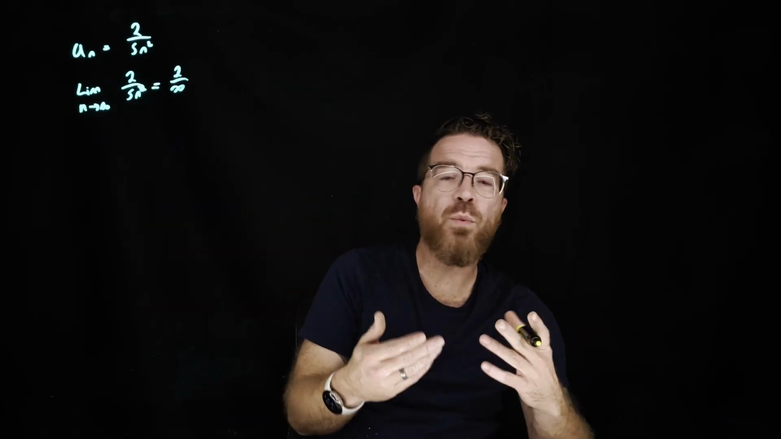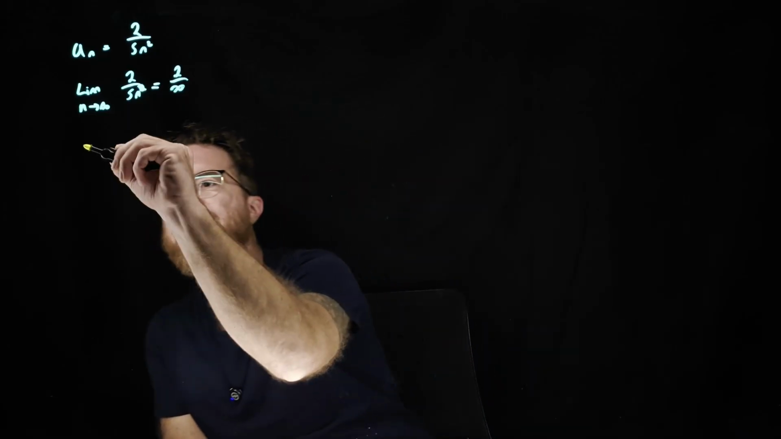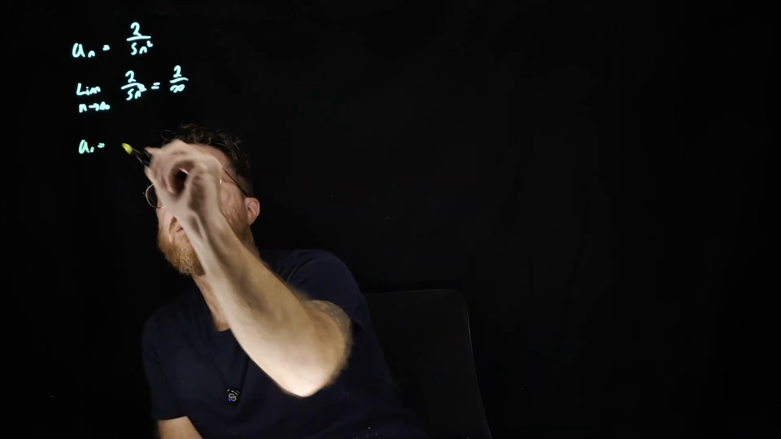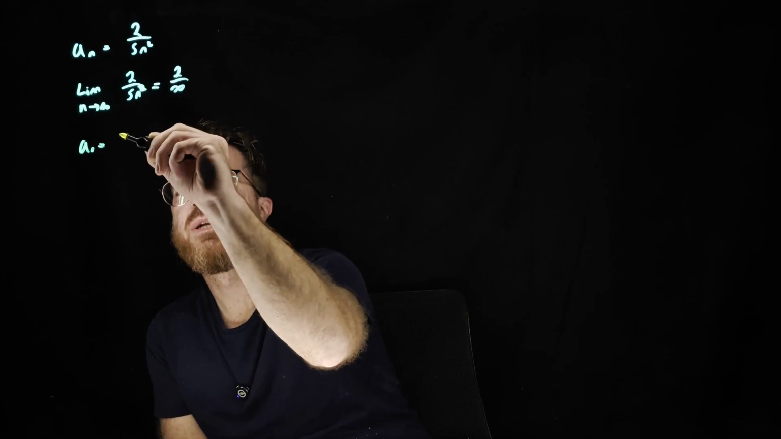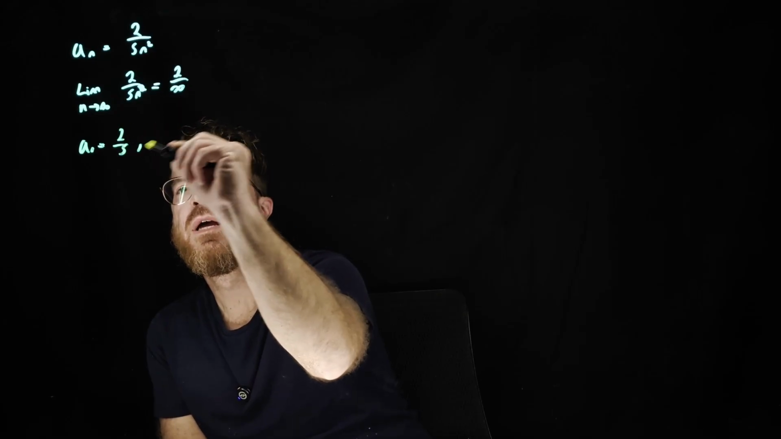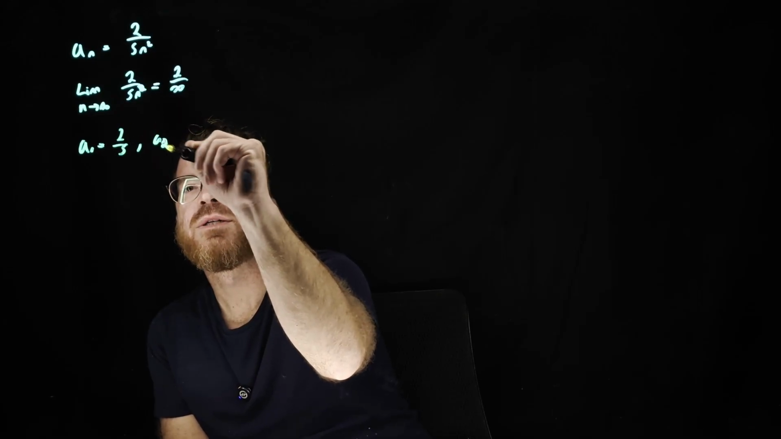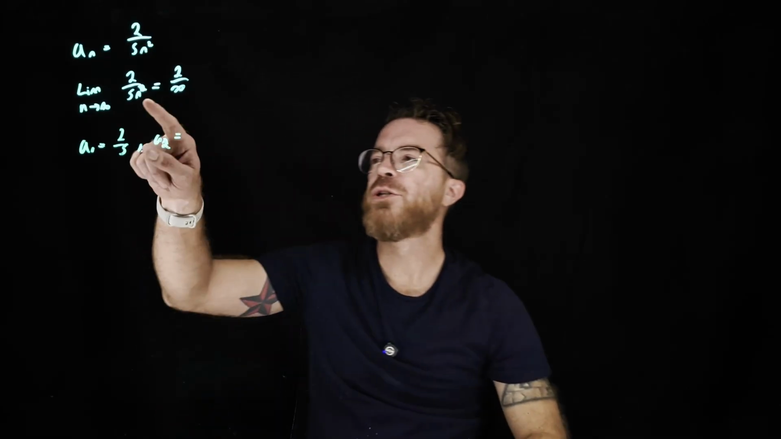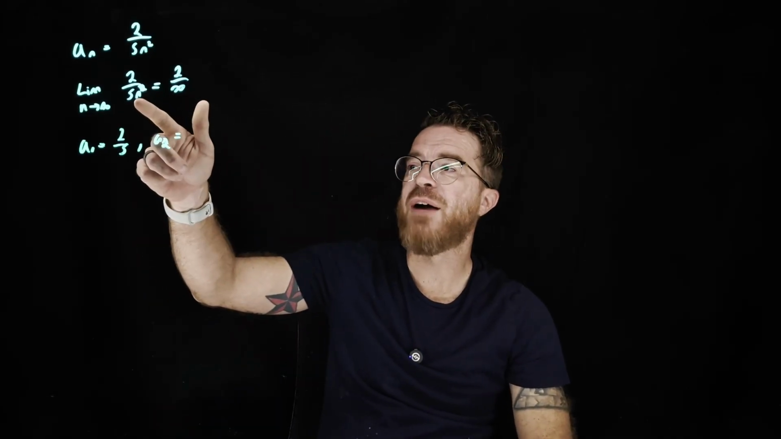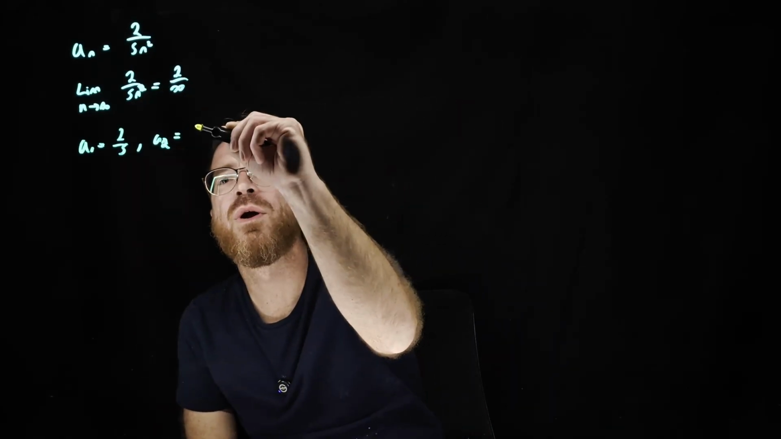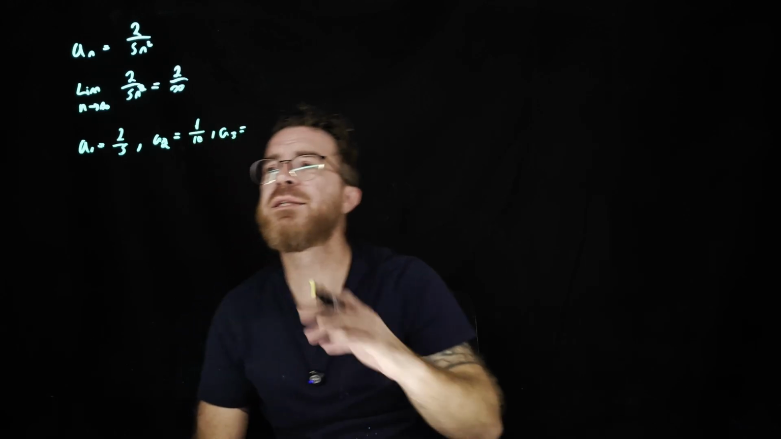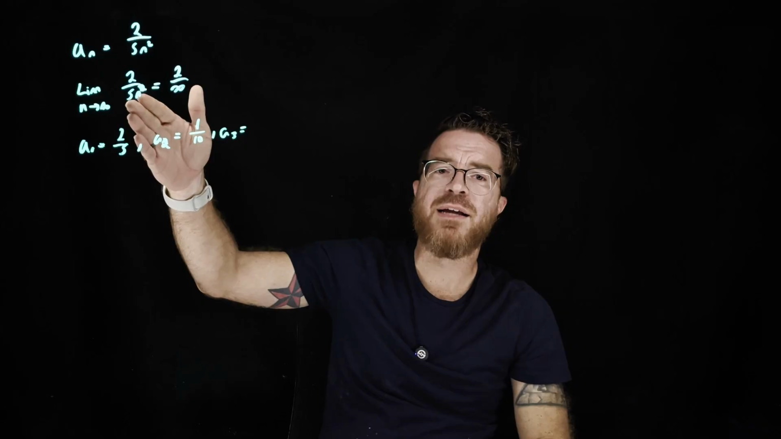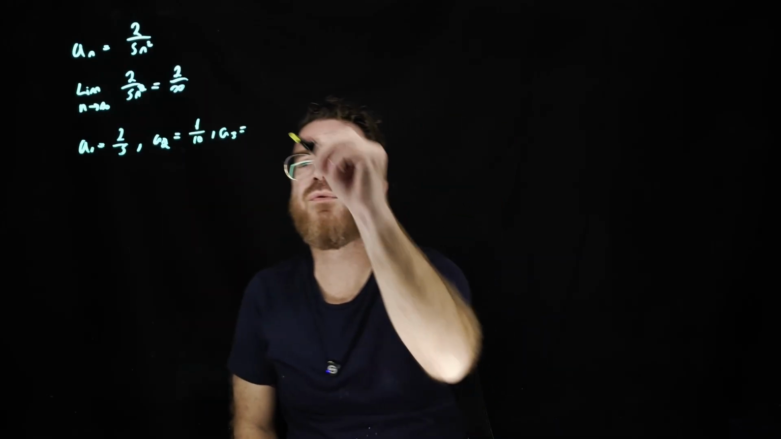Well, if I were to plug in 1, let's look at what our sequence was. When we had 1, this was going to end up being 2 times 5 times 1, which is going to be 2/5. When we had 2, this is going to end up being 2 squared is 4. 4 times 5 is 20. This is going to be 2 over 20, or 1/10. When we had 3, this is going to be 3 squared is 9. 9 times 5 is 45. We're going to have 2 over 45.